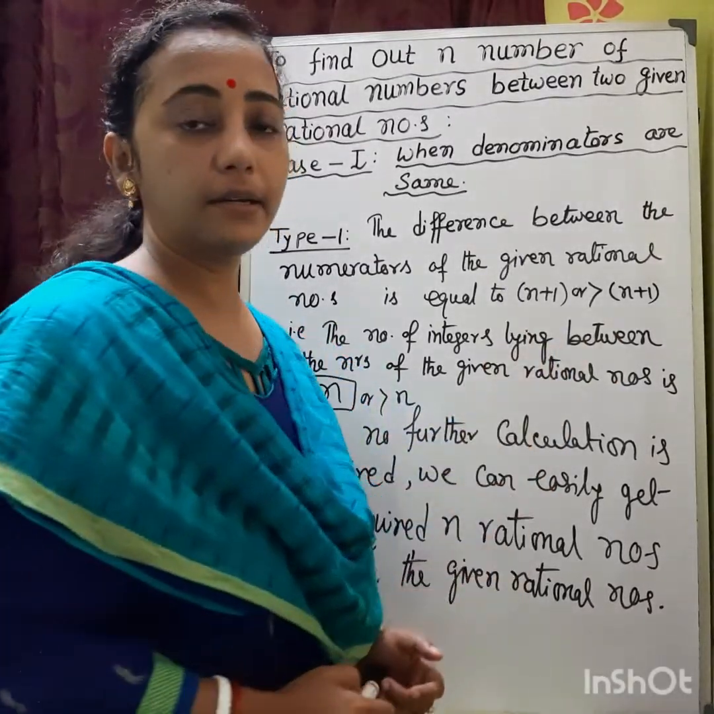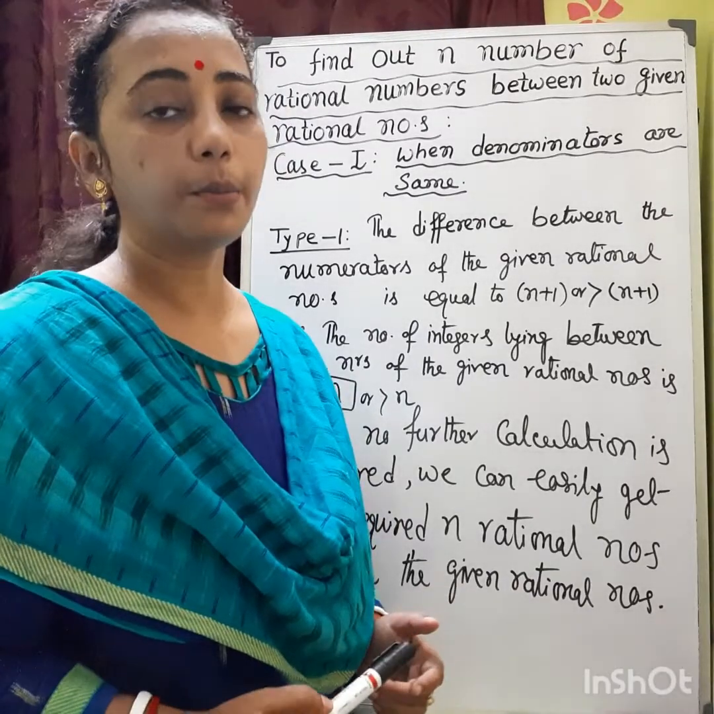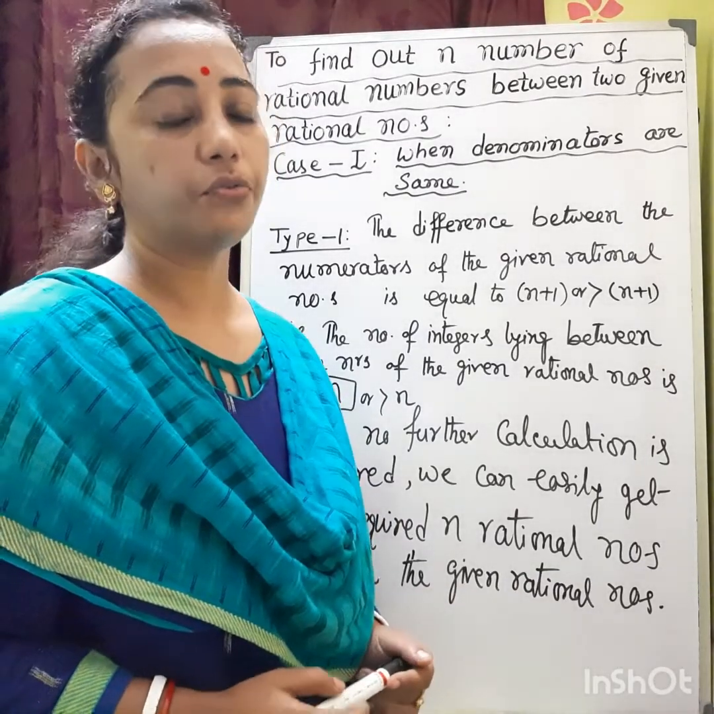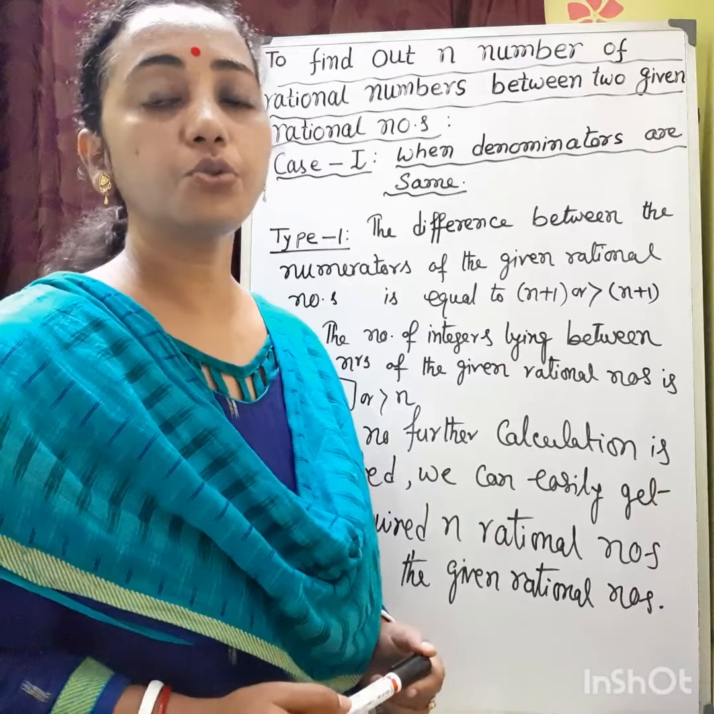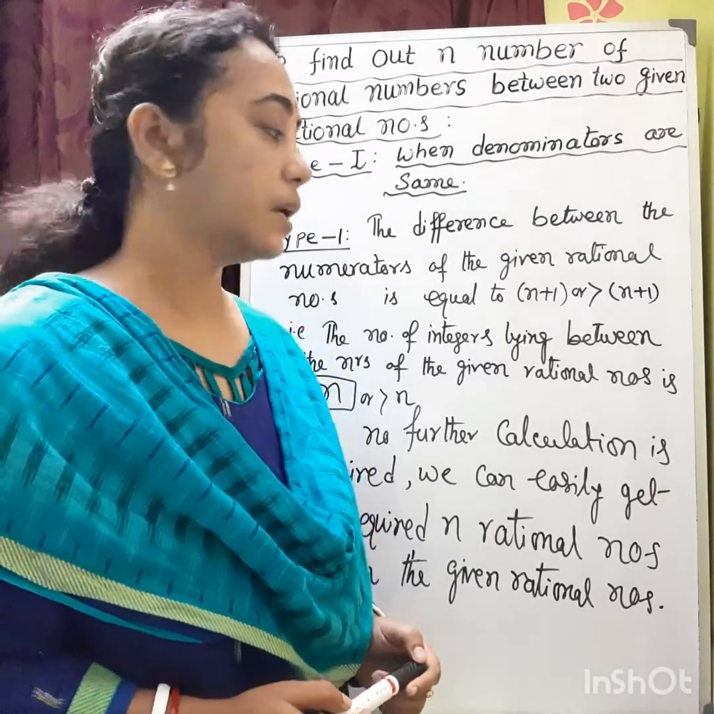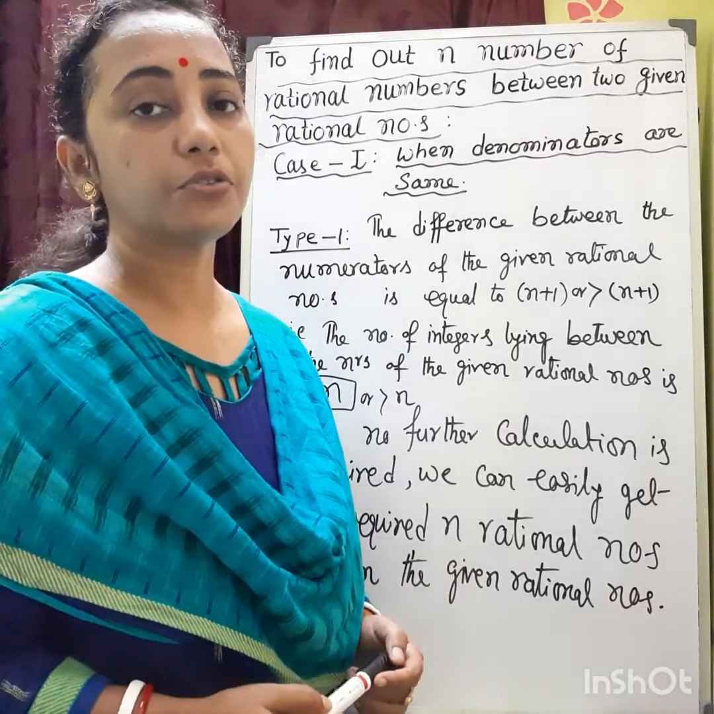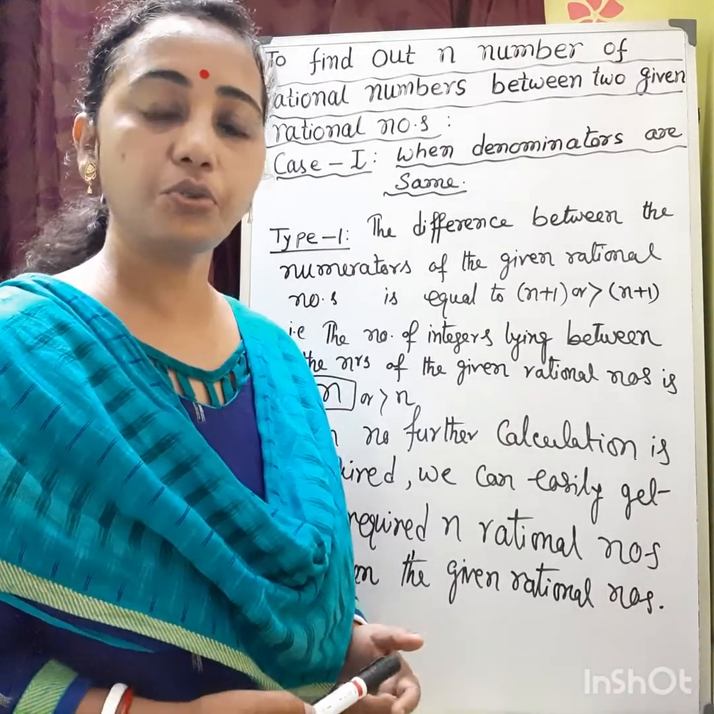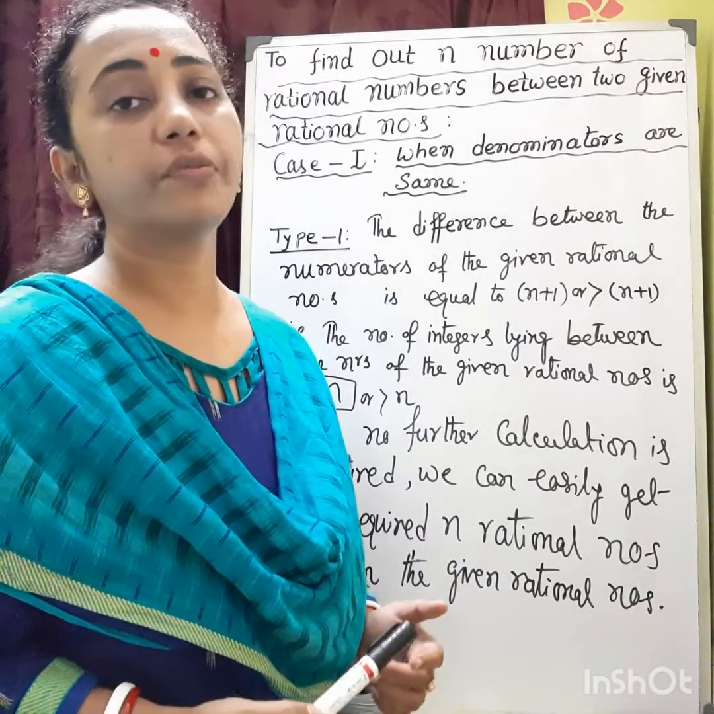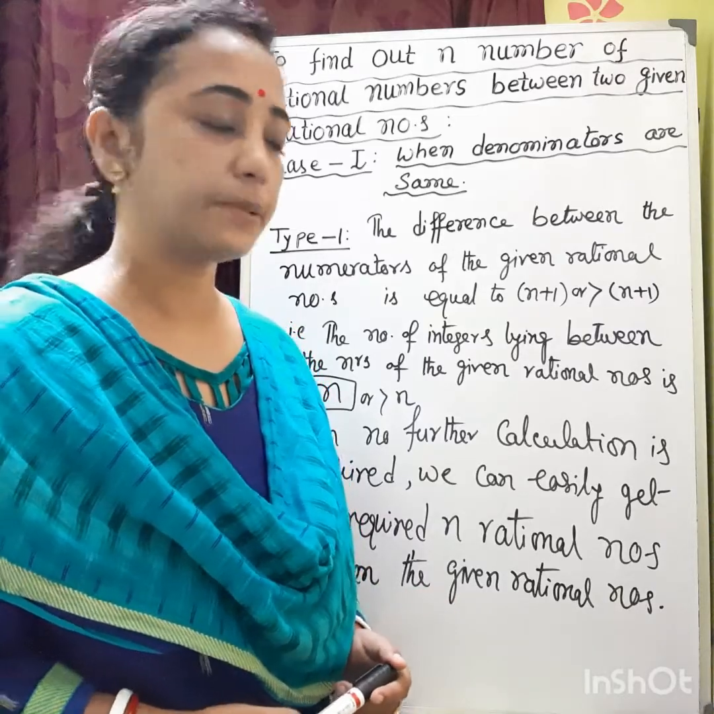Now what is n here? N means how many rational numbers we have to find between the two given rational numbers. That depends on the given question. Suppose it is asked to find three rational numbers between the two given rational numbers, in that case we will consider n as 3.